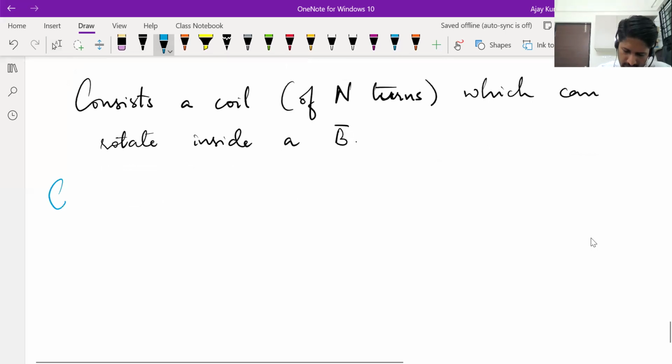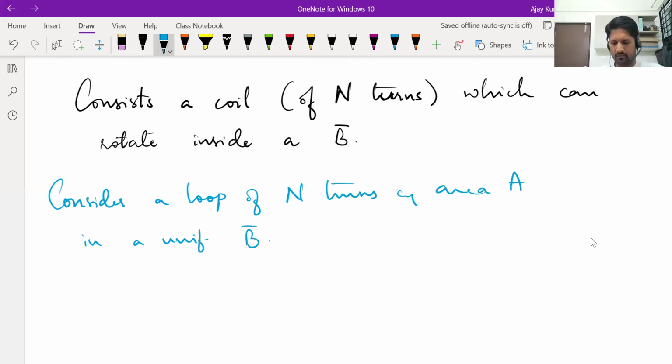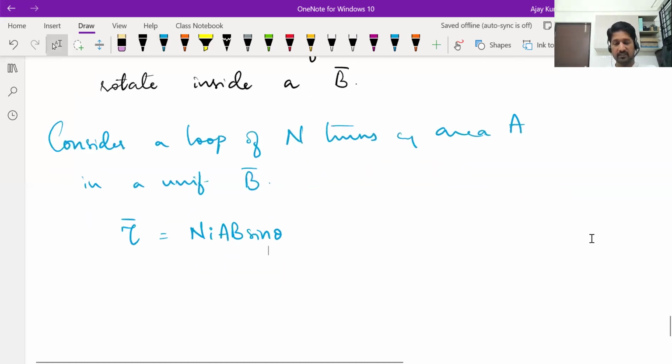Suppose there is a loop. Consider a loop of N turns and area A in a uniform magnetic field B. If a current I passes through it, then the torque it experiences will be N I A B sin theta. We just derived that, where theta is the angle between the area vector A and the magnetic field vector B. So definitely the torque depends on the current. It is proportional to the current, which is a good thing.